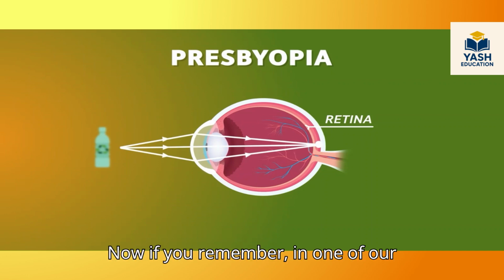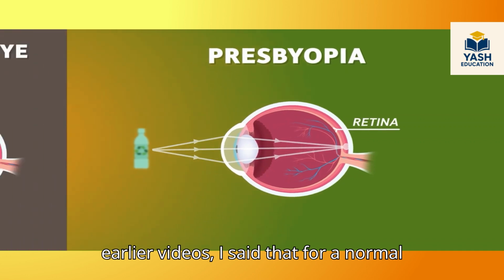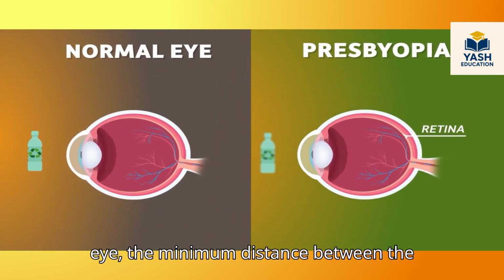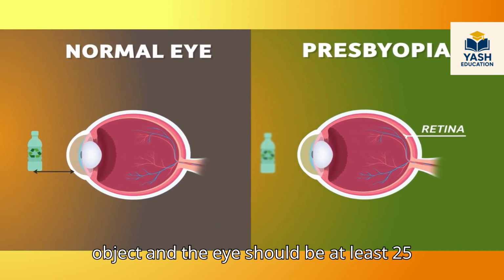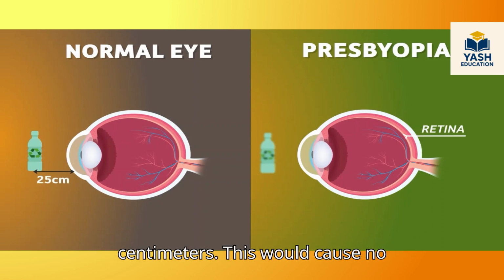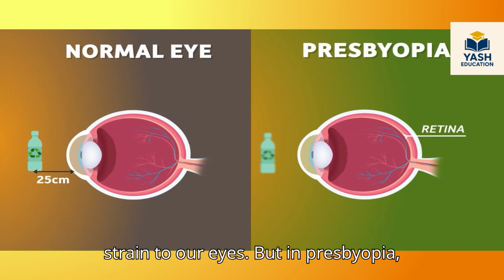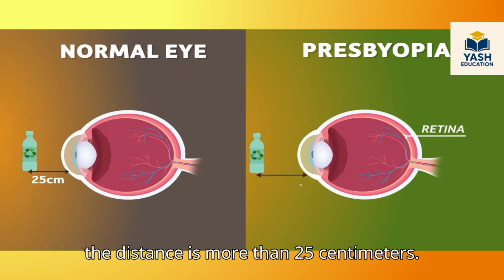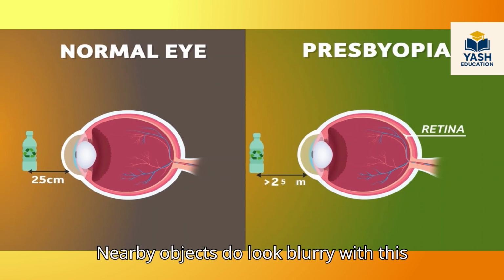Now, if you remember, in one of our earlier videos, I said that for a normal eye, the minimum distance between the object and the eye should be at least 25 centimeters. This would cause no strain to our eyes. But in presbyopia, the distance is more than 25 centimeters. Nearby objects do look blurry with this eye defect.